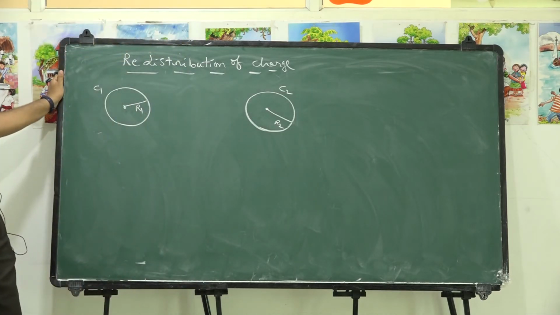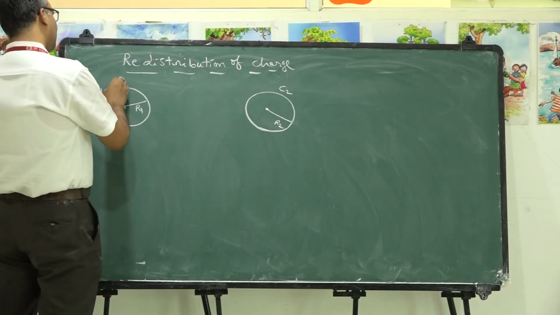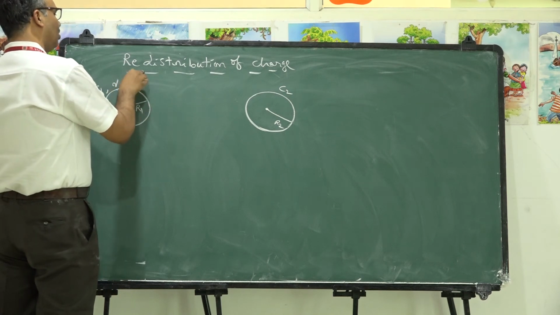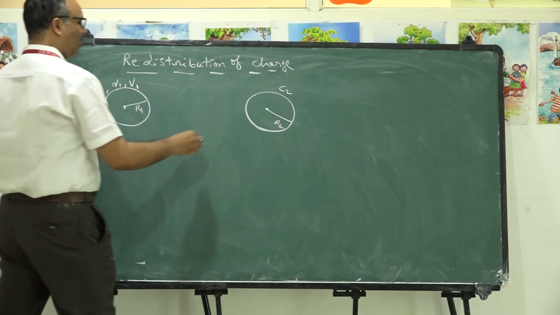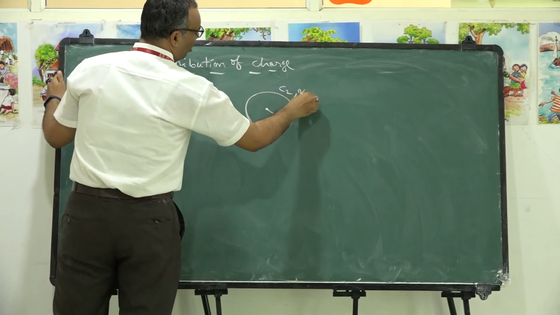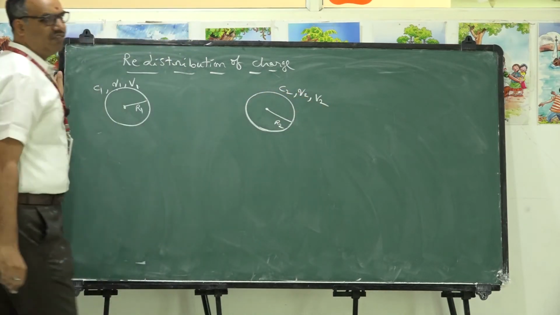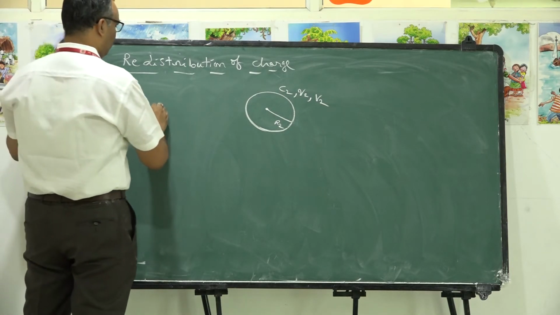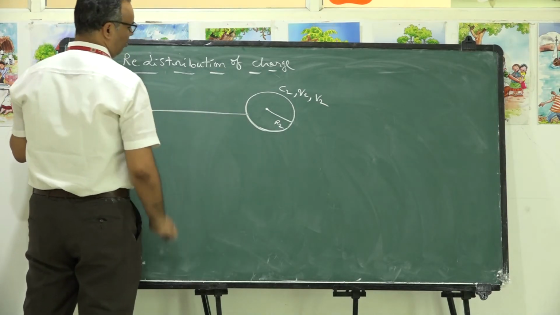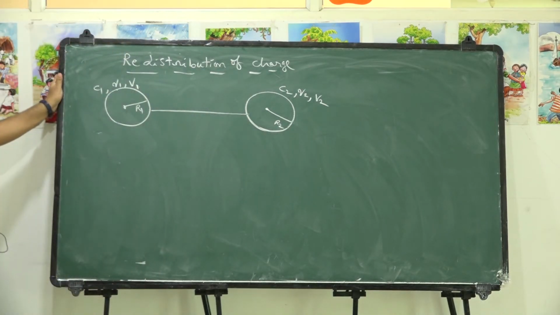This first sphere is provided with charge Q1 on its surface. It has some potential V1 on its surface. The second sphere has charge Q2 and potential V2 on its surface. These two spheres are now attached with a small wire. What will happen?